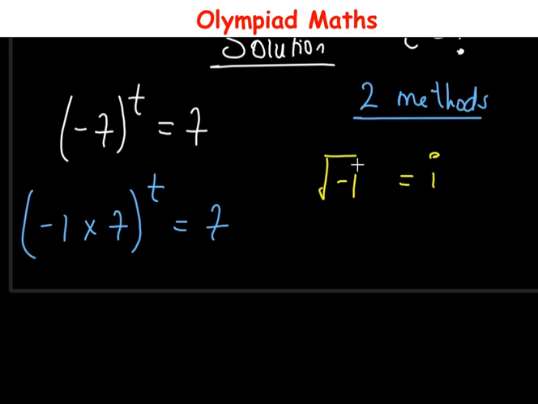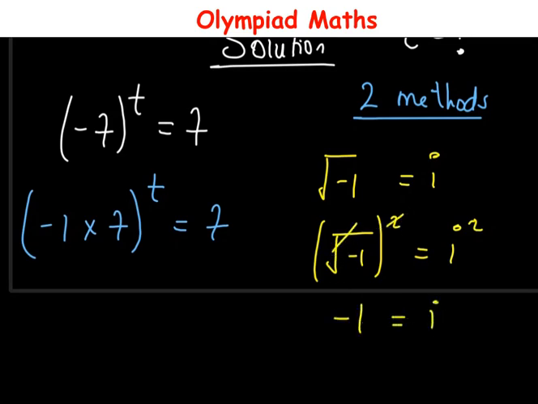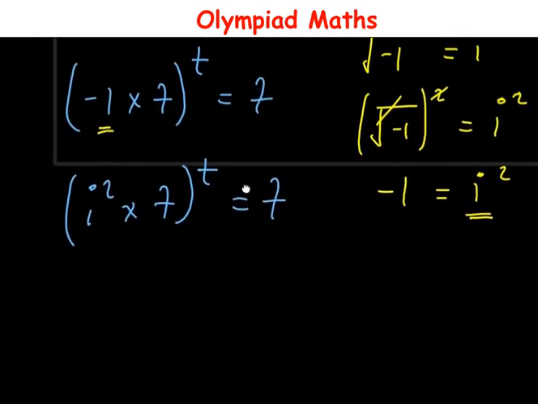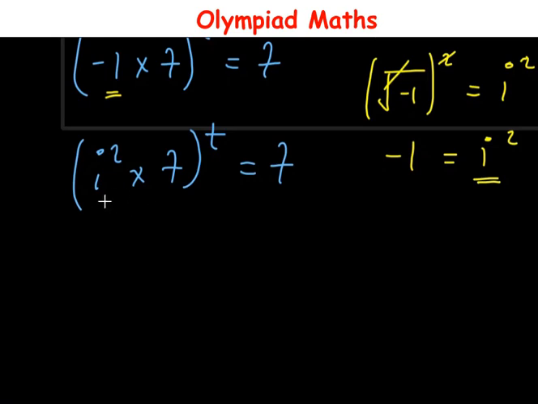If we square both sides, we have (square root of -1) all squared is equal to i squared. The square cancels the square root, so -1 is equal to i squared. In place of -1, we'll bring in i squared. So this becomes (i squared times 7) all raised to power t is equal to 7. From here, we're going to introduce logarithm to this equation.